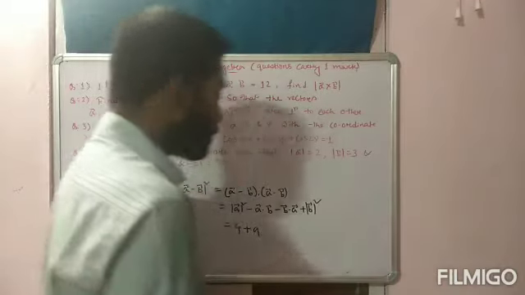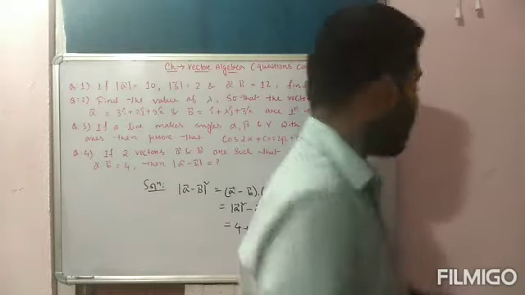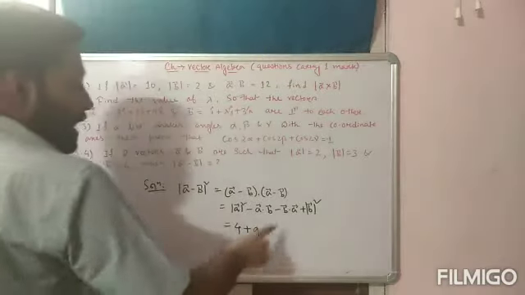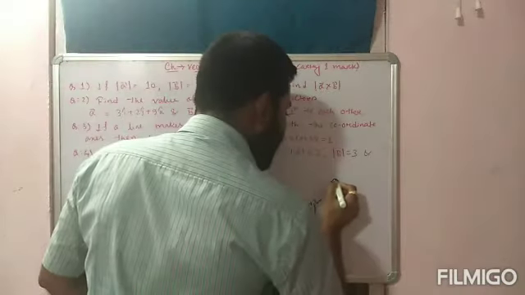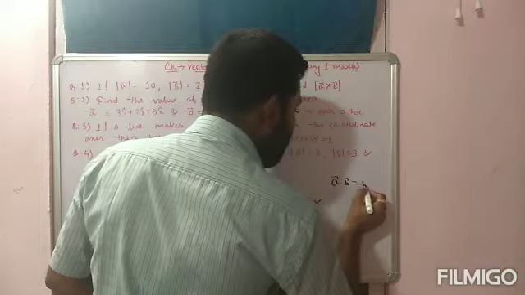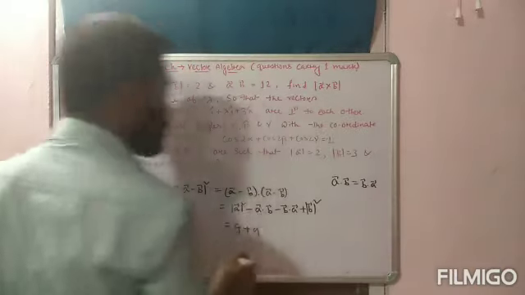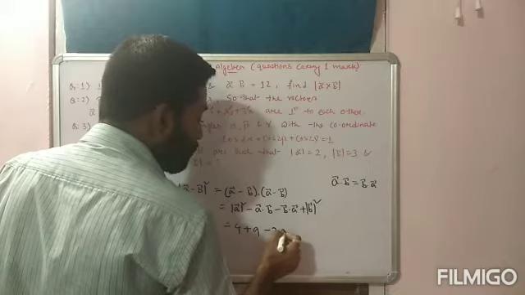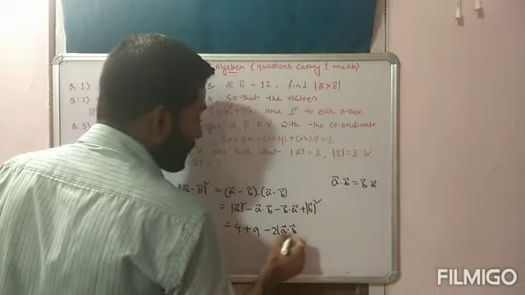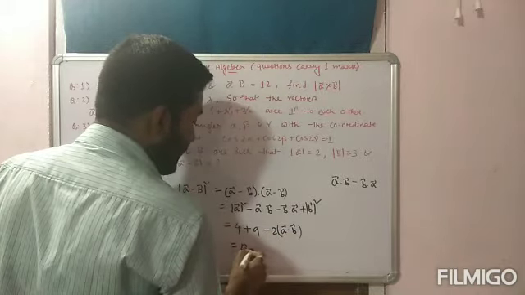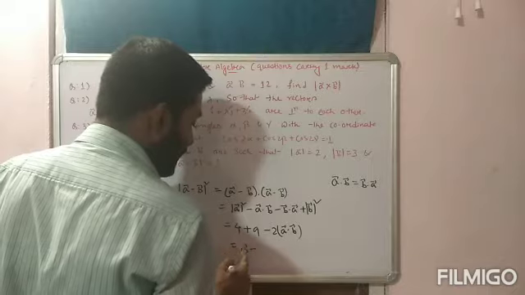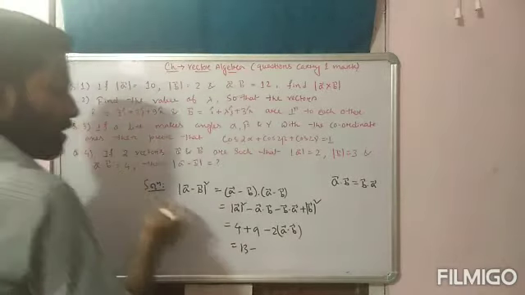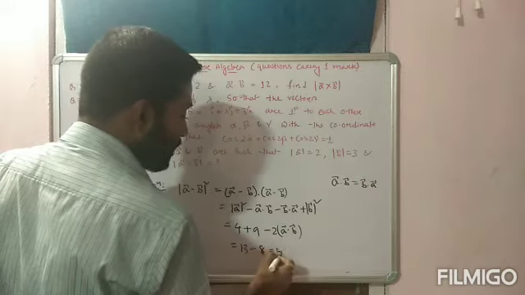Now we all know dot product is commutative, yes or not? Since the dot product is commutative, means A dot B is equal to B dot A, yes or not? Therefore here we can write minus 2 A bar dot B bar, that is 13 minus, since A dot B is given 4, this is equal to 5.